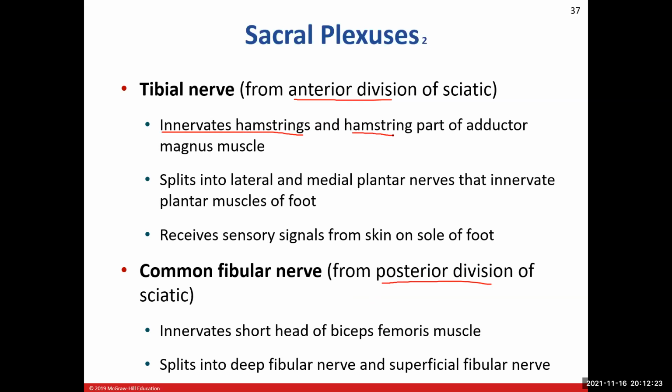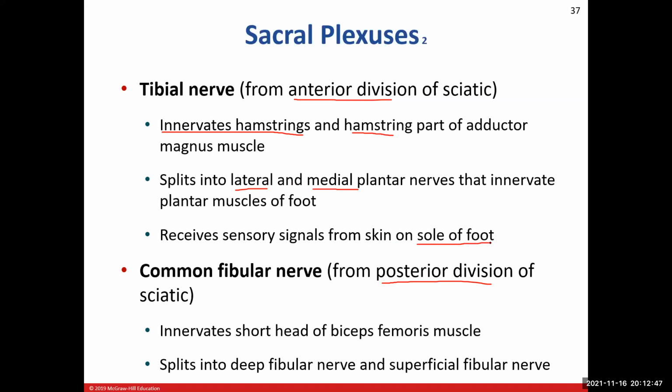So the tibial nerve, when it gets down towards the foot, is going to split off into the lateral and medial plantar nerves. And those are going to innervate the plantar muscles of the foot. That's going to be on the bottom of the foot, right? So that's going to innervate some of the flexors there. And it's going to receive sensory input from the bottom of your foot.